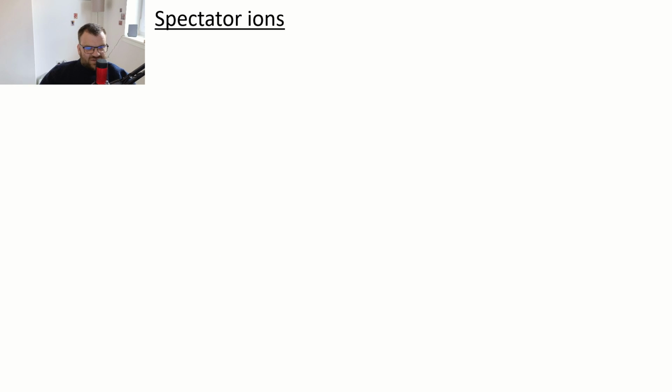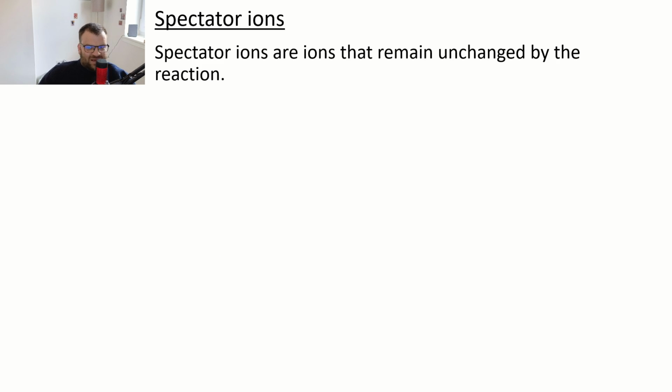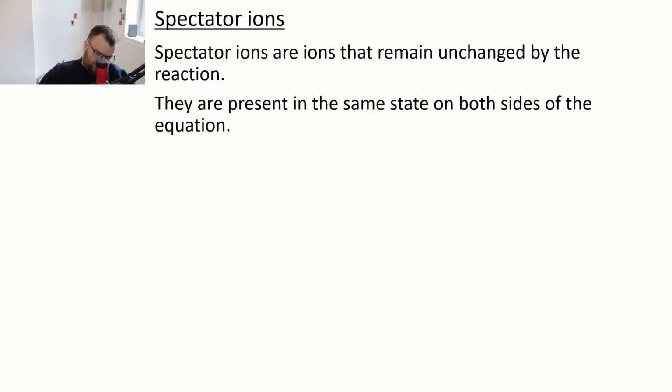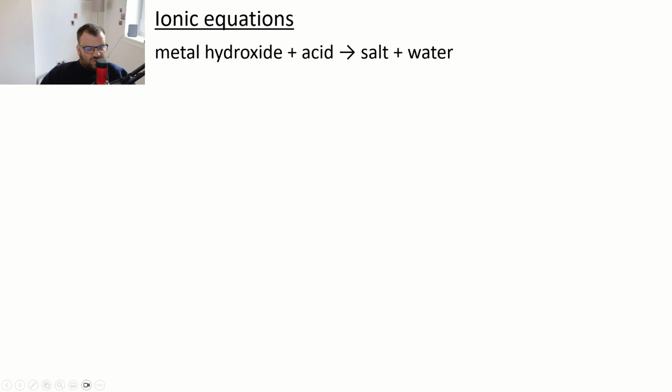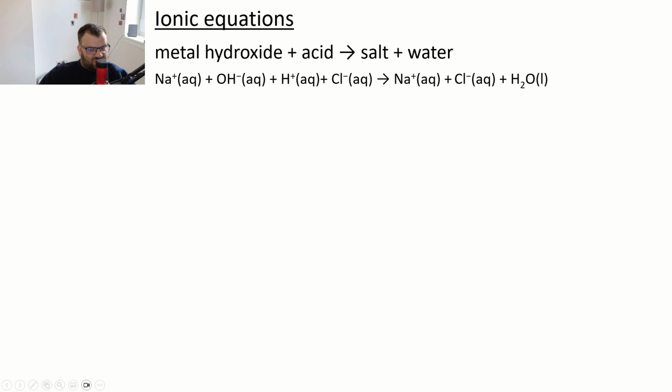Next one, we're going to discuss spectator ions. These are ions that remain unchanged by the reaction. They're present in the same state at the beginning and the end of the reaction. States would be your solid, liquid, gas, or in solution, aqueous. We can use reaction equations to identify these spectator ions. Looking at metal hydroxides and acid, if we had something like sodium hydroxide and hydrochloric acid, we make sodium chloride and water. We want to see, are there any chemicals that appear on the left-hand side and right-hand side of the equation that we can cancel out?